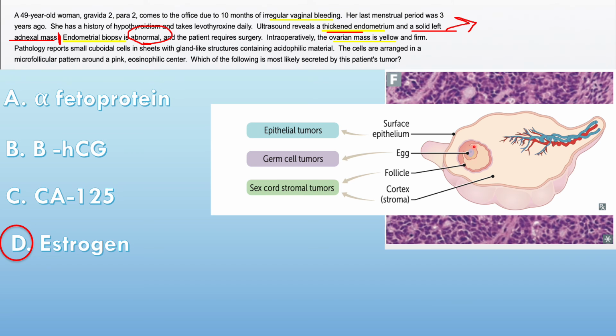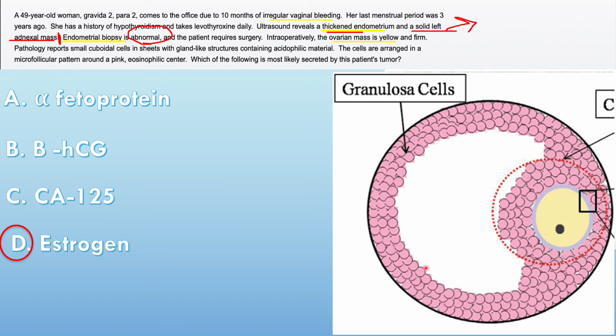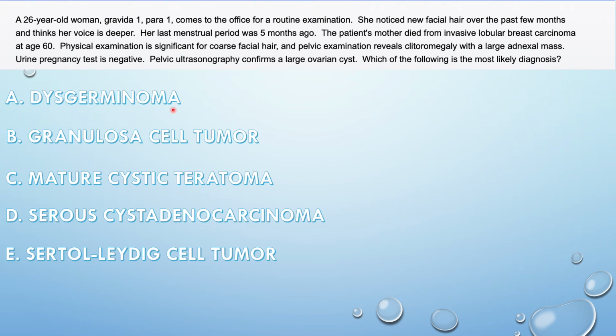Okay, so again, this is a sex cord stromal tumor, and the granulosa cells, we all know, produce estrogen, right? But don't forget that they might have some theca cells with them, which is why it might appear yellow. All right, moving on to the last question.